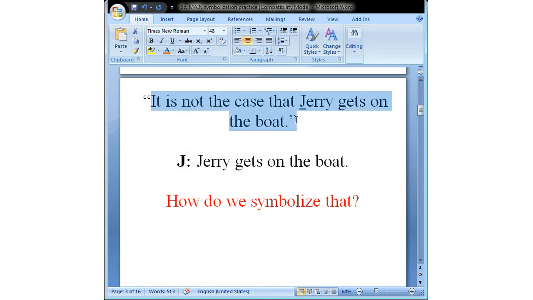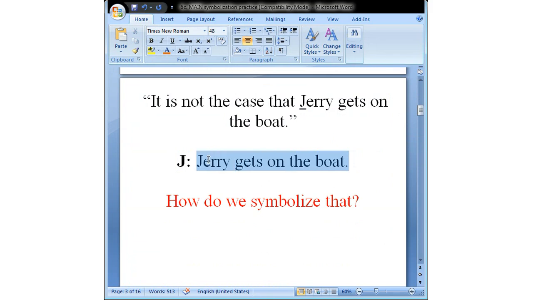This here, is this an atomic or a compound proposition? It is not the case that Jerry gets on the boat. What are we looking at? An atomic or compound proposition? Folks are saying compound, and you're right. It's compound because at this point we have a connective, right? So you don't want to write Jerry does not get on the boat or something like that in here. Remember, the only thing you put in a scheme of abbreviation are the atomic propositions.